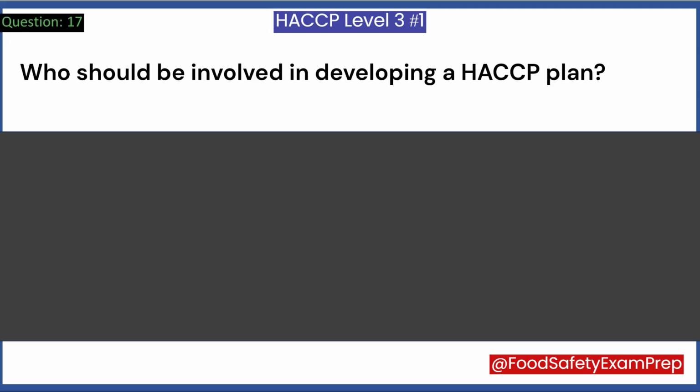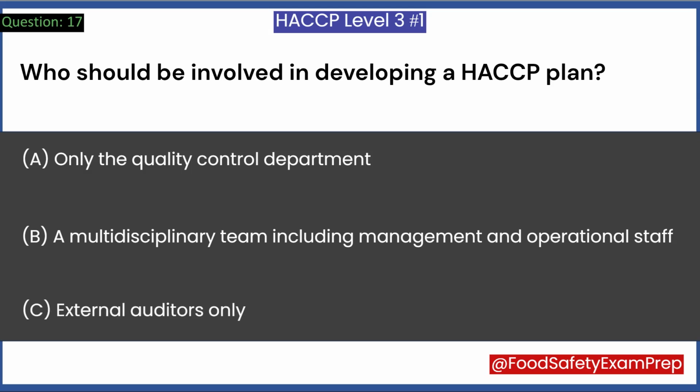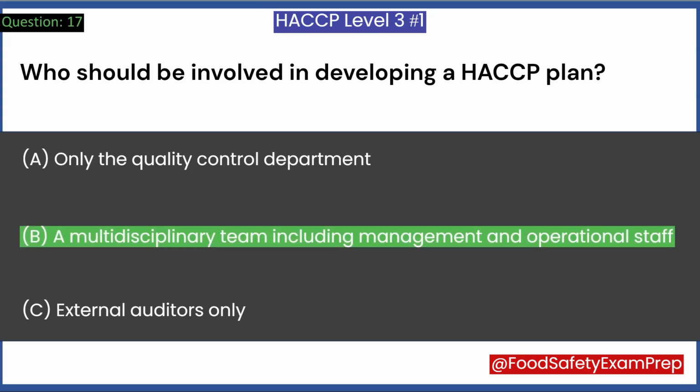Who should be involved in developing a HACCP plan? A. Only the Quality Control Department. B. A multidisciplinary team including management and operational staff. C. External auditors only. Answer: B. A multidisciplinary team including management and operational staff.